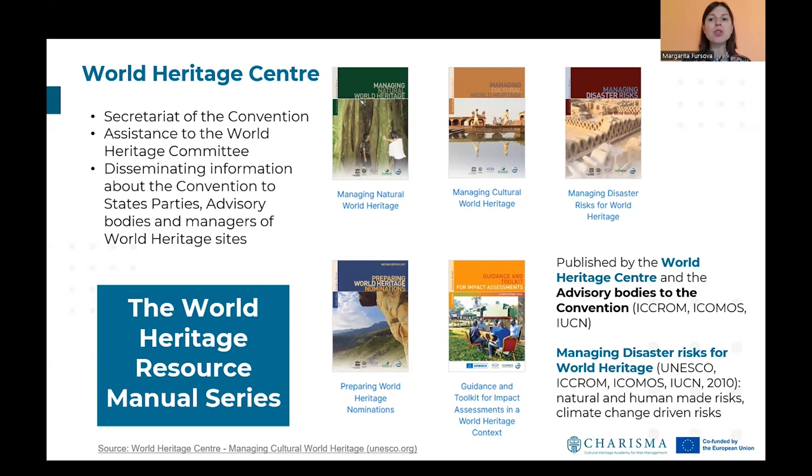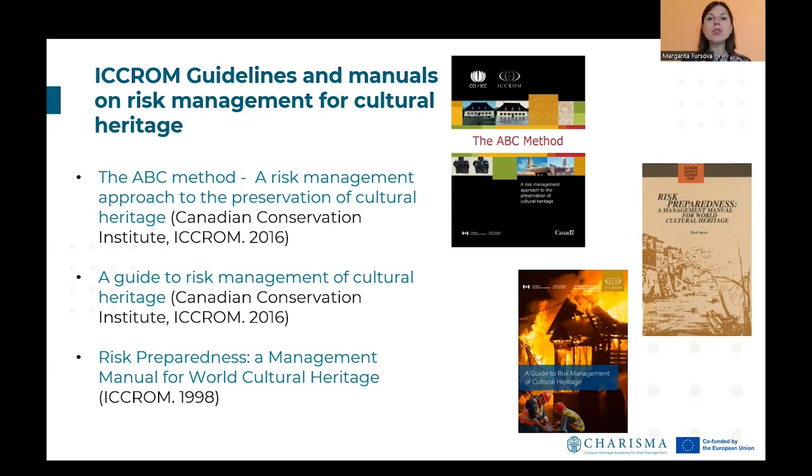In particular, in cooperation with the advisory bodies, the World Heritage Center published the World Heritage Resource Manual series, which consists of five manuals, including one on disaster risk management for World Heritage. This last manual includes information on managing natural and human-made risks including those driven by climate change. In addition to the publication listed on the previous slides, there are also several manuals and guidelines on risk management issues and methodology published by ICCROM, which has capacity building as one of its main activities.